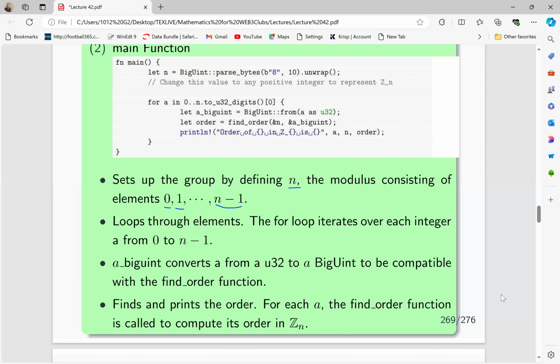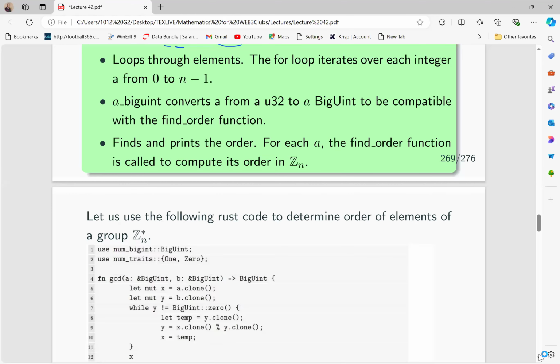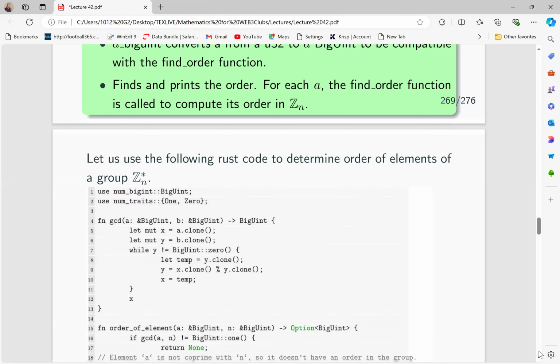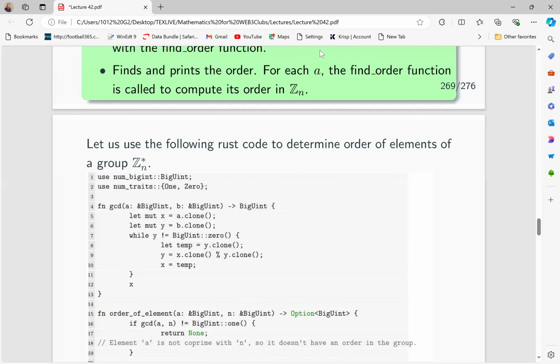Now, that is how you do the code for the additive group. And now I want the code for the multiplicative group. And so I begin by showing you the code for the multiplicative group, and then I explain how it works.